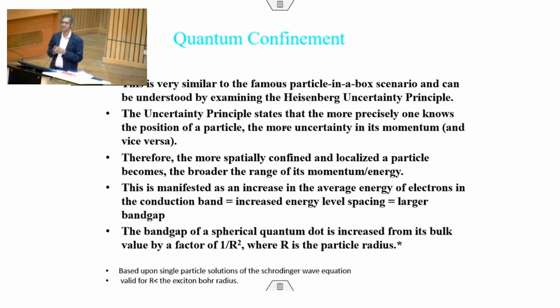And this is manifested as an increase in the average energy of the electrons in the conduction band, equal to an increase of energy level spacing and a larger band gap. So, the band gap of a spherical quantum dot is increased from its bulk value by 1 by r squared, where r is the size or radius of the particle.